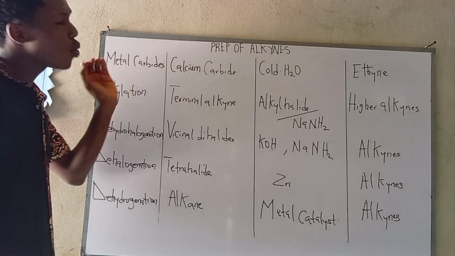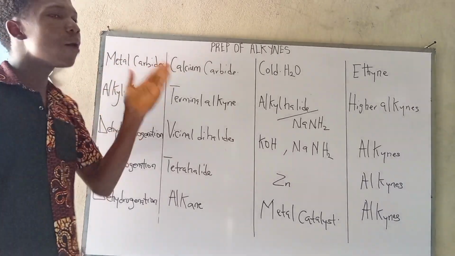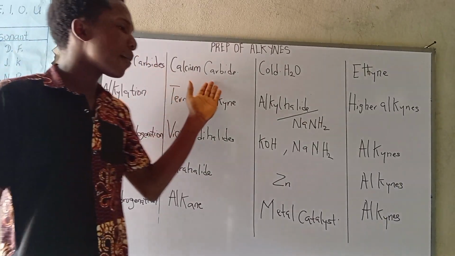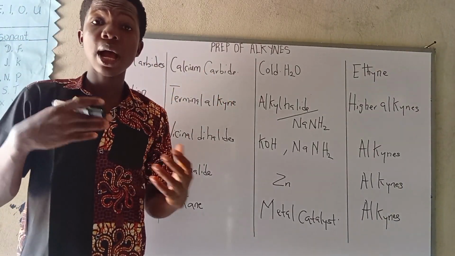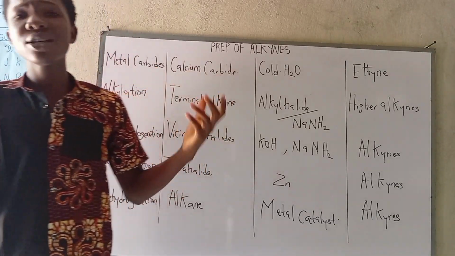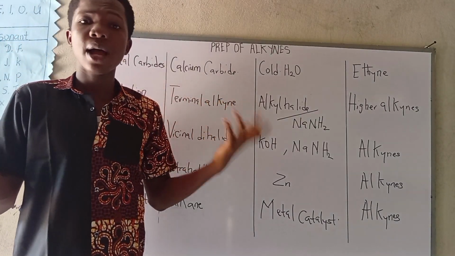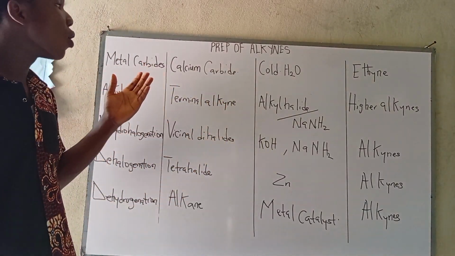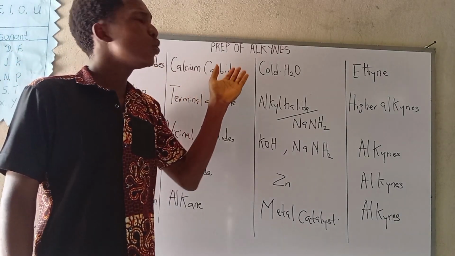So now see what we do. We first get a metal carbide. And which one do we use? We use calcium carbide. How do we get this? We mix coke and lime to give us what? Our calcium carbide. Now that's not all. We can't get our alkyne from there. We now attack this calcium carbide with cold water.